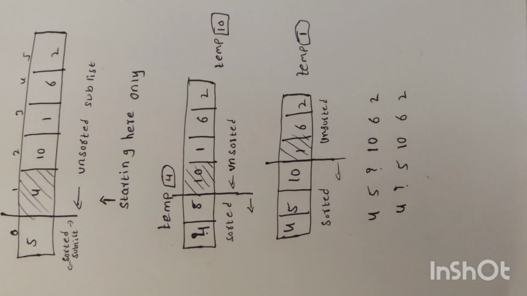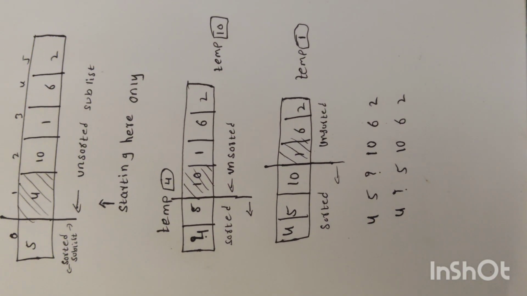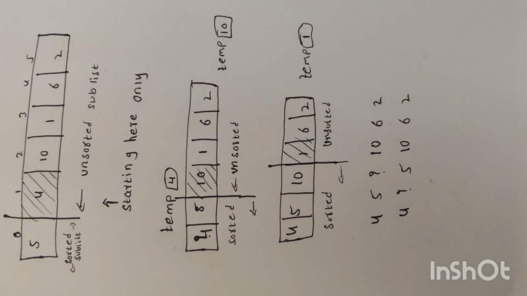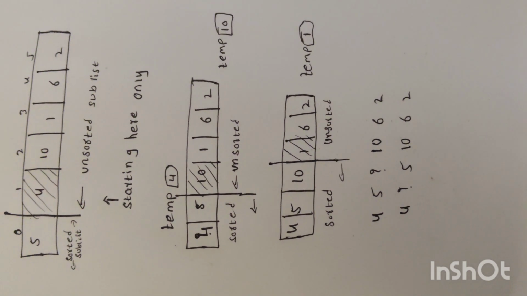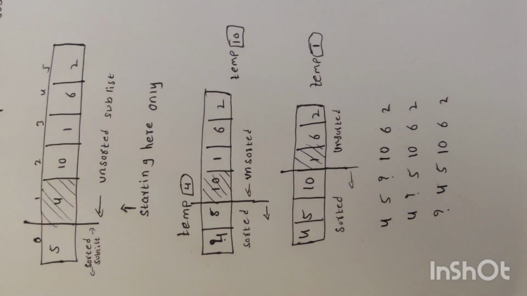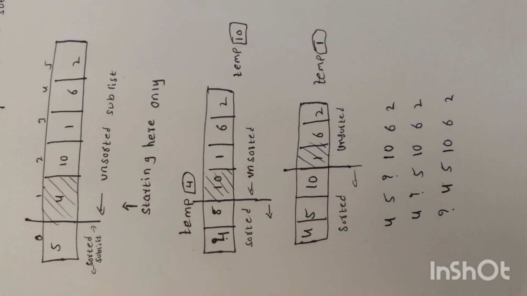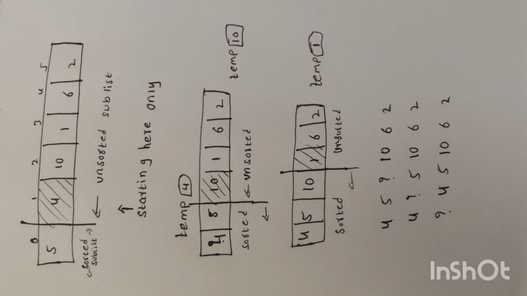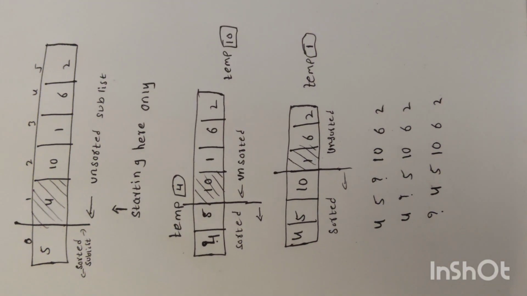Next, compare with this 4. We have compared with 5. Now with 4. Is 4 greater than this temp value? Temp value is 1. Yes. Again shift 4 one place right. Now 4 would be here. Then 5, 10, 6 and 2. Here is the question mark.